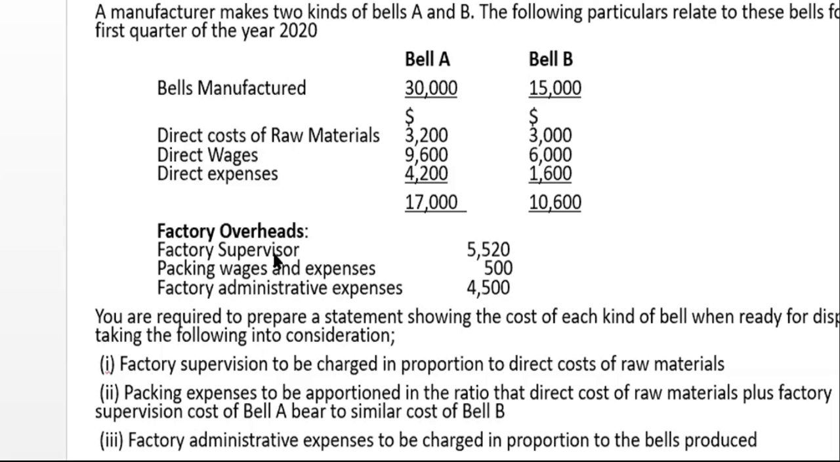Now, in our case here, we have 2 products that are being produced from this factory. And we've been given the cost in terms of the materials that have been used, the direct wages, and the direct expenses. So you realize when you talk about direct materials, direct wages, direct expenses, all these are called the prime cost.